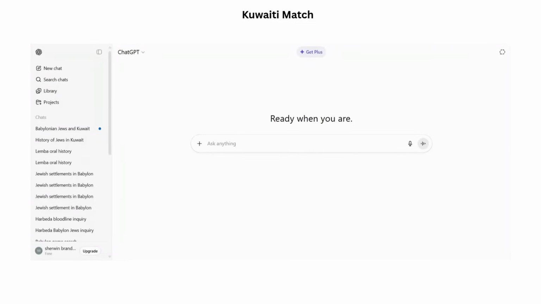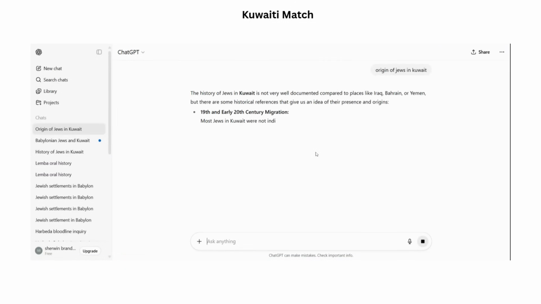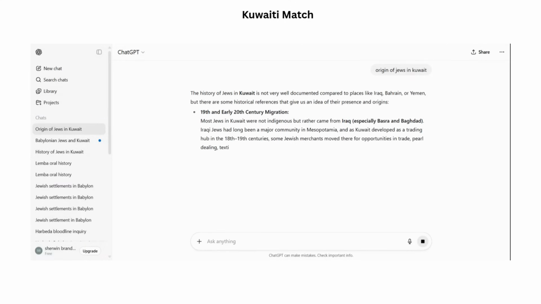Let's look at the Kuwaiti side of things. Origin, this is ChatGPT. Jews in Kuwait: most Jews in Kuwait were not indigenous but came from Iraq, especially Basra and Baghdad.